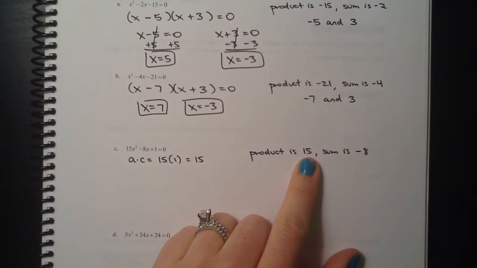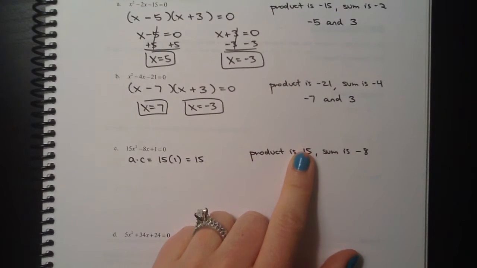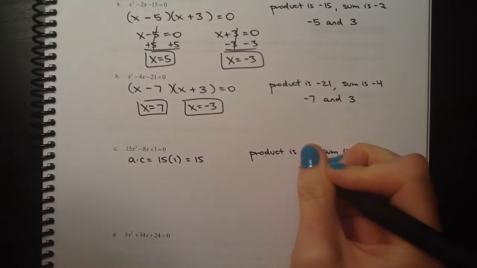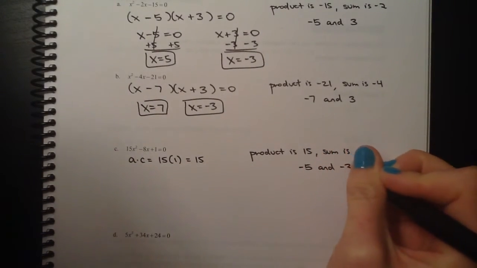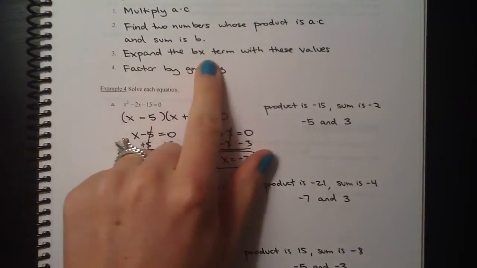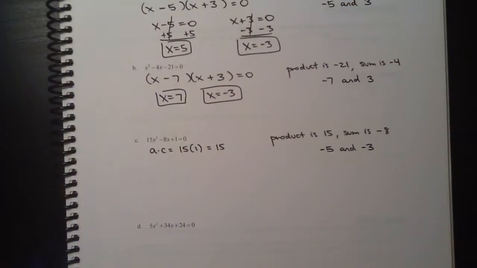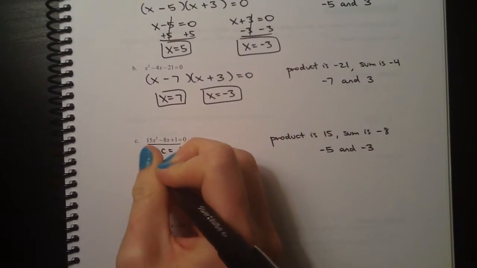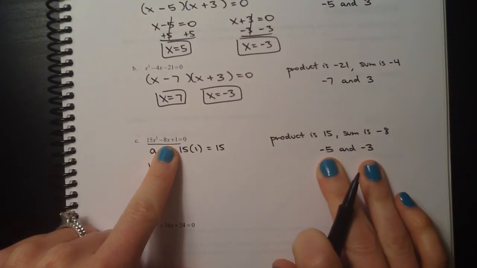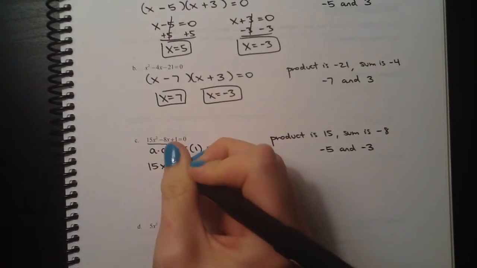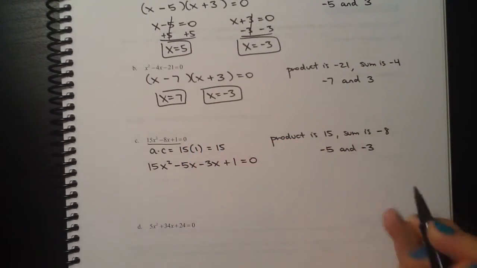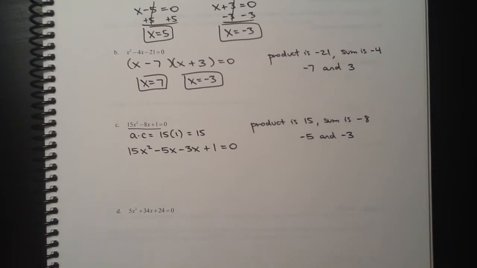Okay, so to multiply to a positive, they're either two positives or two negatives. And in this case, the fact that they add to a negative number means they're both negative. So for 15, we're going to use negative 5 and negative 3. They multiply to a positive 15, they add to a negative 8. Step 3 is I expand the middle term, the bx term, with these values. So here's what that means. We're going to rewrite this. It's like uncombining like terms. So I keep the 15x squared. We're going to expand this middle term using these two values. So instead of negative 8x, I'm going to write it as minus 5x minus 3x, and then finish off with the plus 1 equals 0. It does not matter what order you put those two in. I can promise you that.